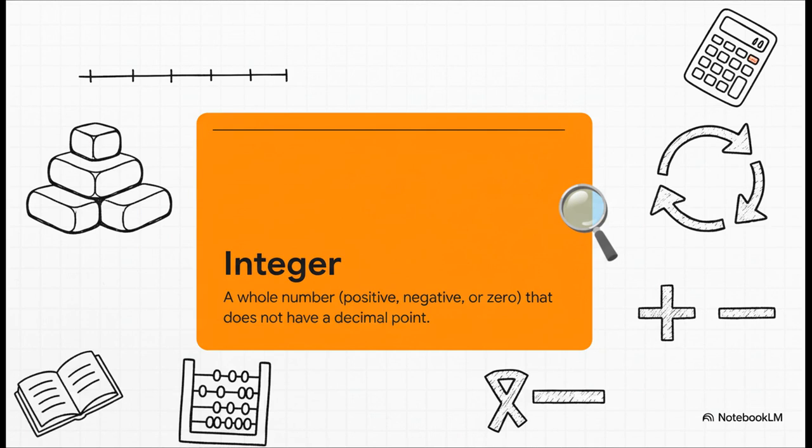Next up, we've got the integer. And again, this is super simple. It's just any whole number. 5, 100, even -50. As long as there's no decimal point, it's an integer. We use these for all our counting and basic math.